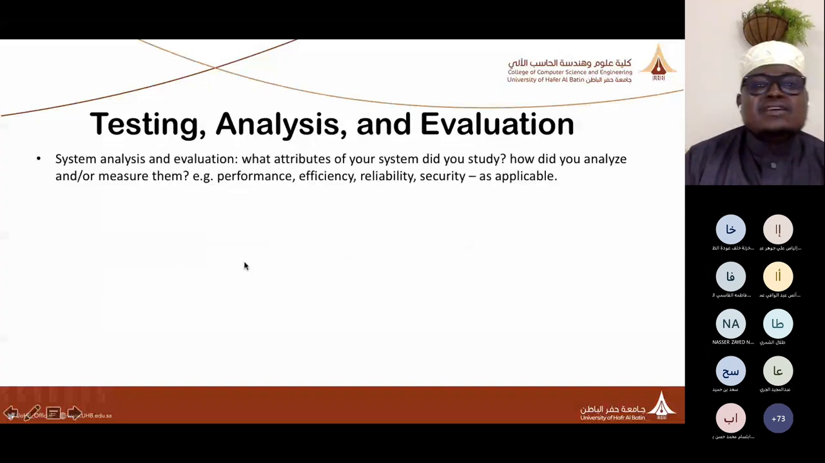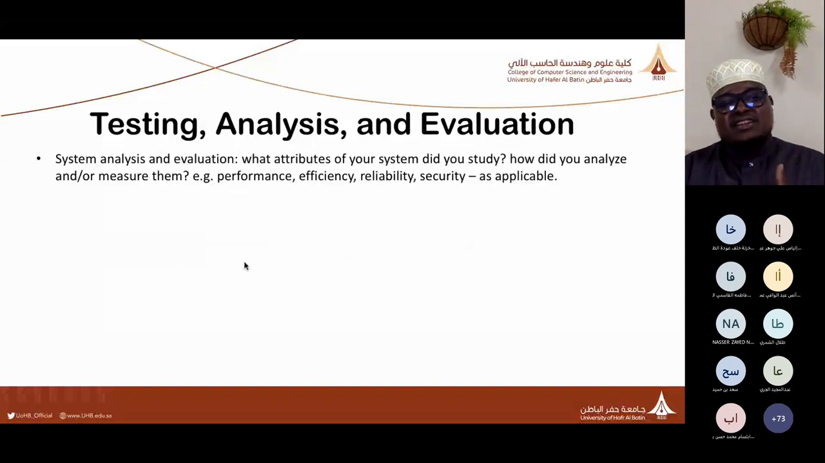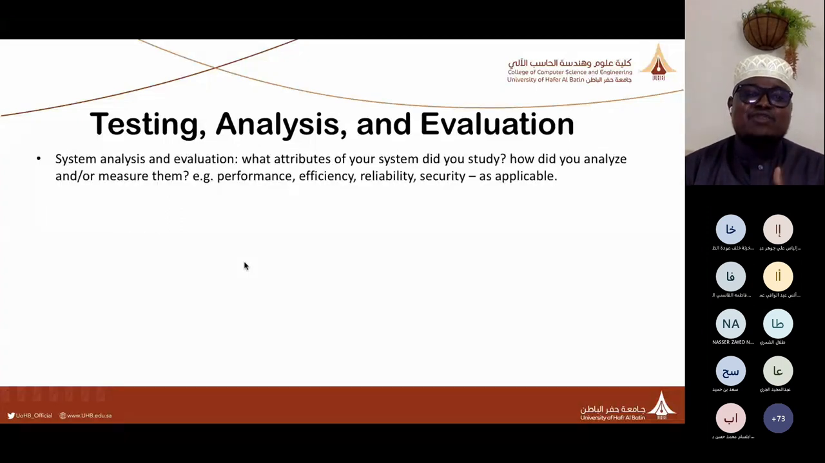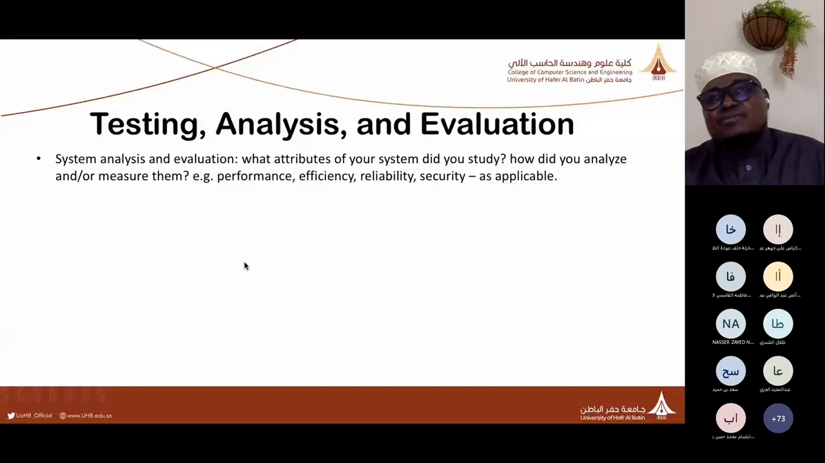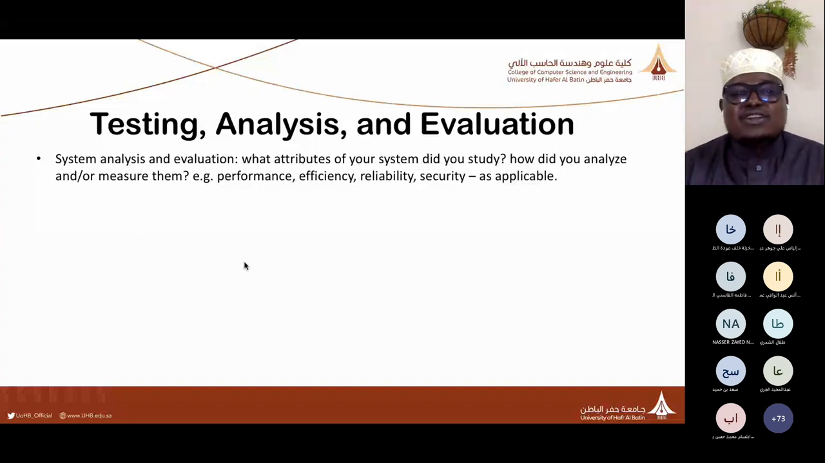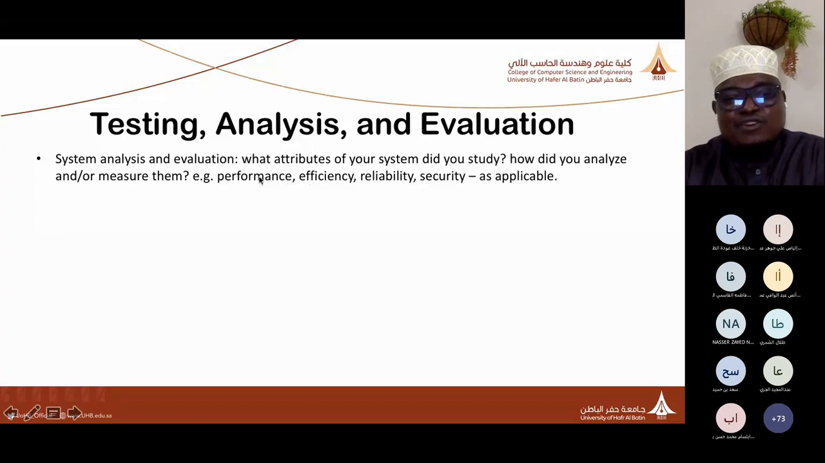Now, system analysis is another thing. First, we talked about the testing, done. System analysis and evaluation. Here, you are going to focus on the attributes of the system you studied. How did you analyze it? For example, as I mentioned earlier, average turnaround time, electricity consumption cost, incentive, and so on. So you just mention all of these, for example average turnaround time. If you're talking about performance, or efficiency, we used efficiency in this research.